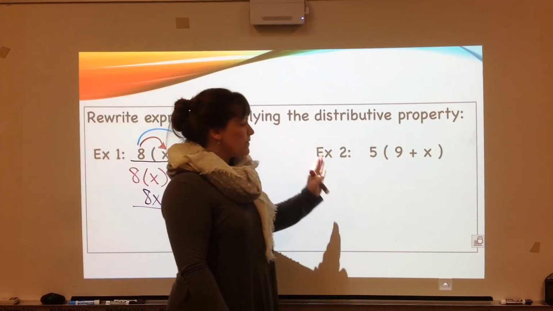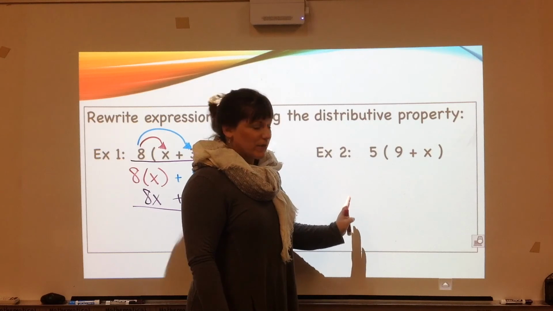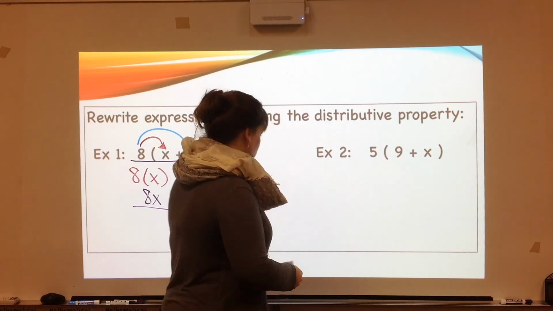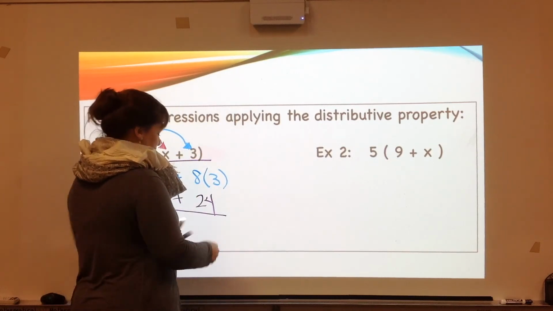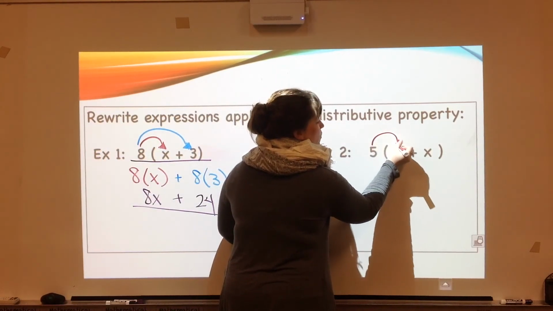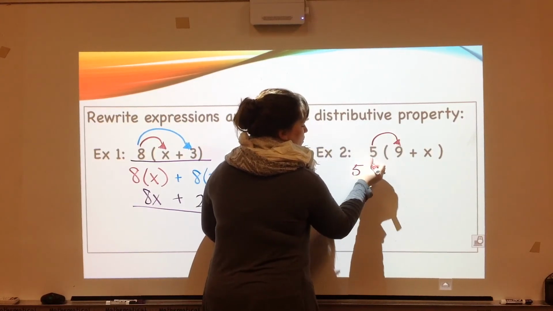Example 2, we have 5 sitting outside the parenthesis and then 9 and an x inside. So we're going to draw our 2 arrows again. The 5 is going to be paired first with the 9 and multiplied.